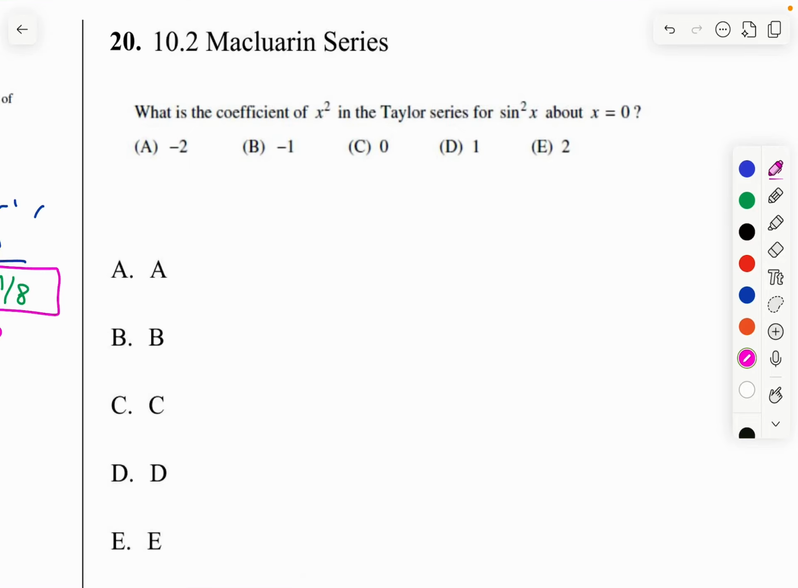All right, this is: what is the coefficient of x squared in the Taylor series for sine squared of x about x equals 0? It's kind of interesting when you're asked this. Let's just note, you need this knowledge. You have to come into the exam knowing this. Okay, the Maclaurin series for sine is this.